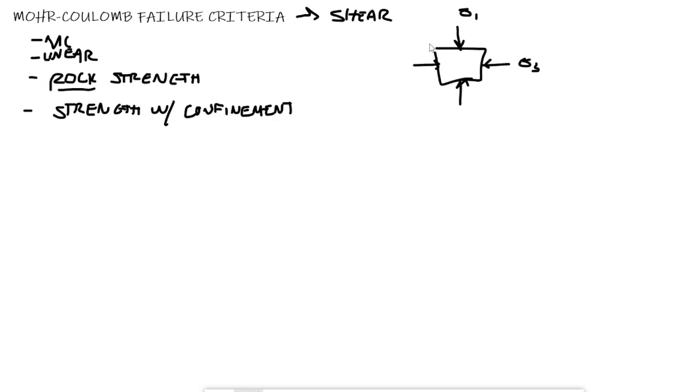And then, of course, that's not always the full picture. If we start altering sigma 1 and sigma 3 such that they are no longer principal stresses, then what do we induce? We induce shear stresses. So again, these do not exist when it's just sigma 1 and sigma 3, the principals, but they will come into play. And that's why we need to analyze the shear component as well.